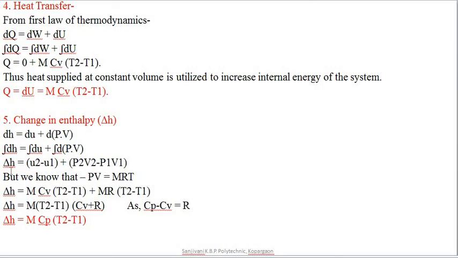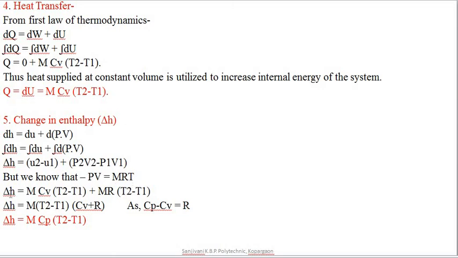So we are getting delta H is equal to U2 minus U1, which is the change in internal energy, plus, integrating the term P into V, we get P2V2 minus P1V1 after putting the limits. But we know that PV is equal to mRT. Therefore, we can replace P2V2 and P1V1 by the general gas equation, PV equal to mRT.